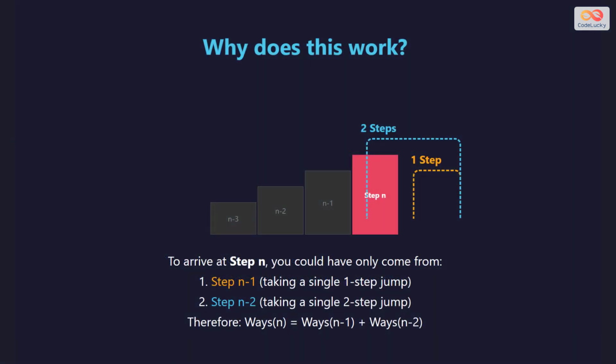Why does this addition work? Think about your very last move to reach step n. You could have arrived there from step n-1 by taking a single step. Or, you could have arrived from step n-2 by taking a 2-step jump. These are the only 2 possibilities. Therefore, the total ways to reach n is simply the sum of the ways to reach those 2 previous points.